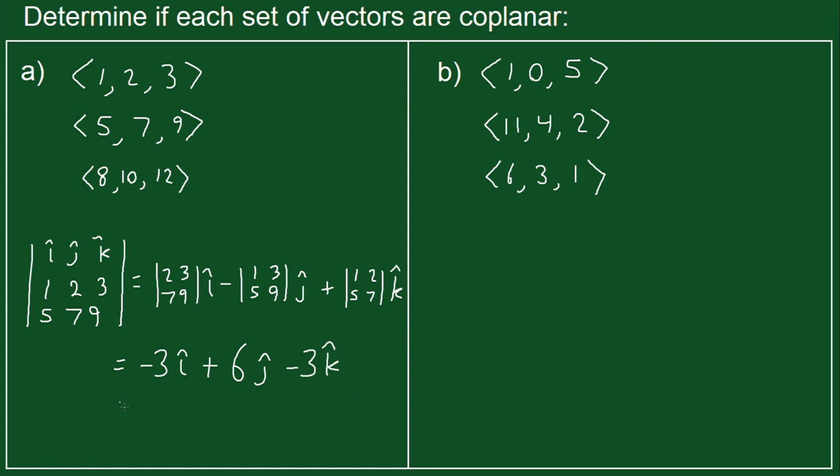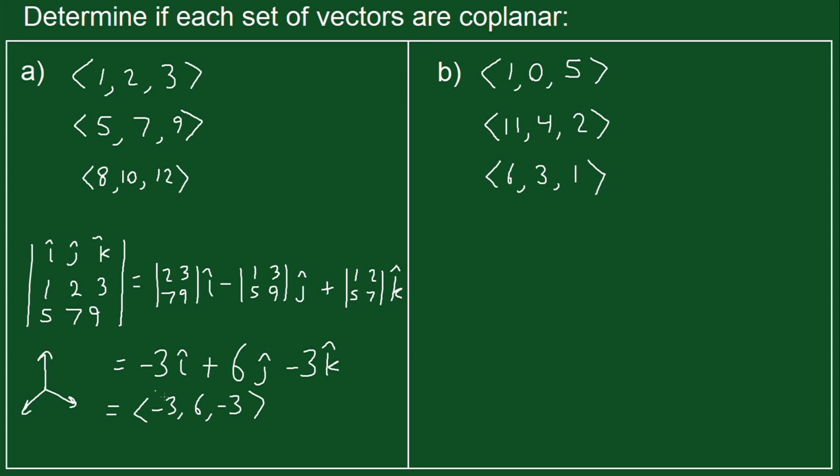All right. In other words, this vector could be written as negative 3, 6, negative 3, if you just want to write it in component form like that. So remember I said those two vectors, we take the cross product, we get a new vector.